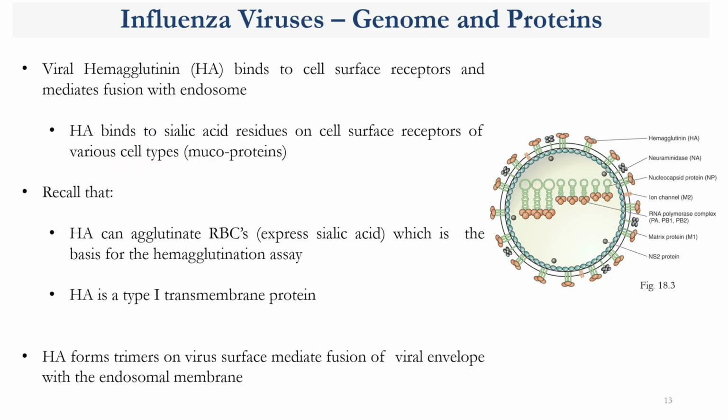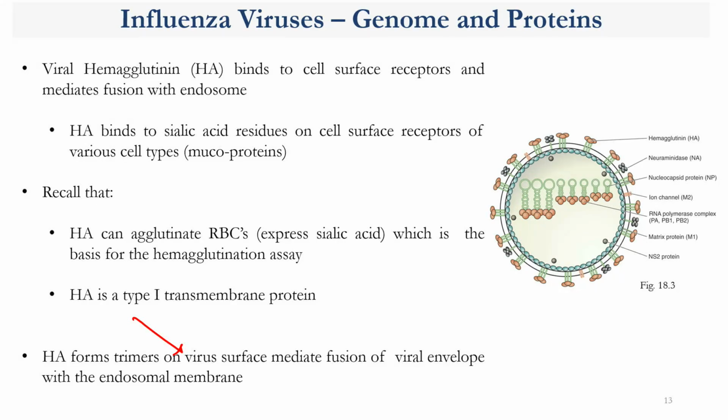So remember, HA can agglutinate RBCs because RBCs have lots and lots of sialic acid, and this is the basis for the hemagglutination assay. The protein itself is a type 1 transmembrane protein. You guys have seen all this before. And lastly, it forms trimers on the virus surface and mediates the fusion of the viral envelope with the endosomal membrane.